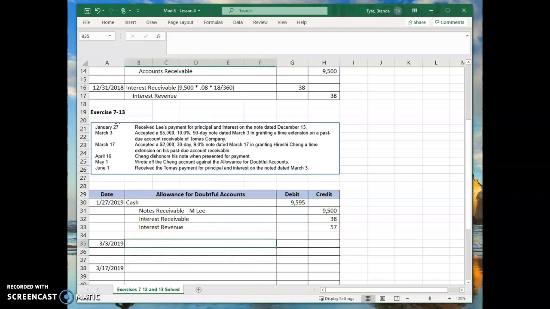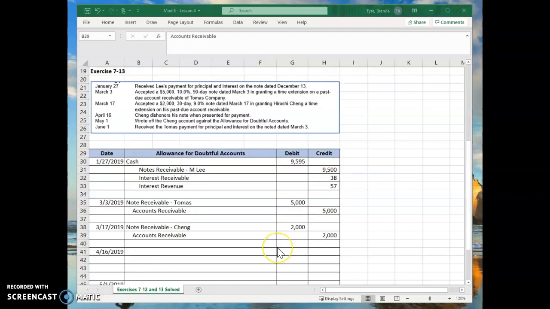On the 3rd, we accepted a $5,000 10% 90-day note for Thomas Company. Okay, so same kind of thing, note receivable. Thomas, amount is $5,000. I jumped ahead a little bit here and we recorded the entries for the 3rd and the 17th. We took notes receivable for the accounts receivable balances.